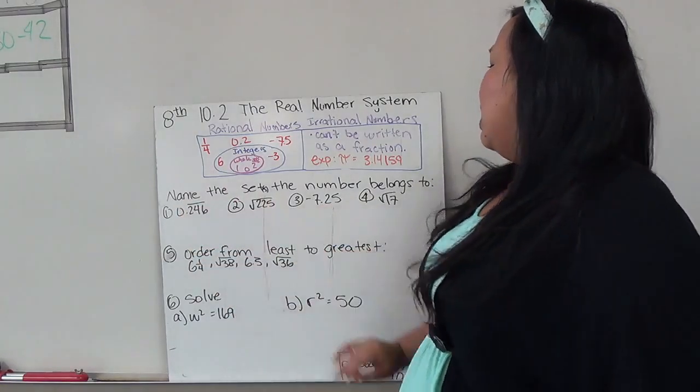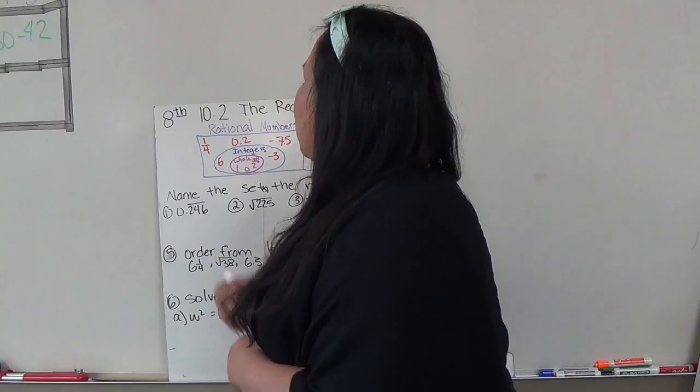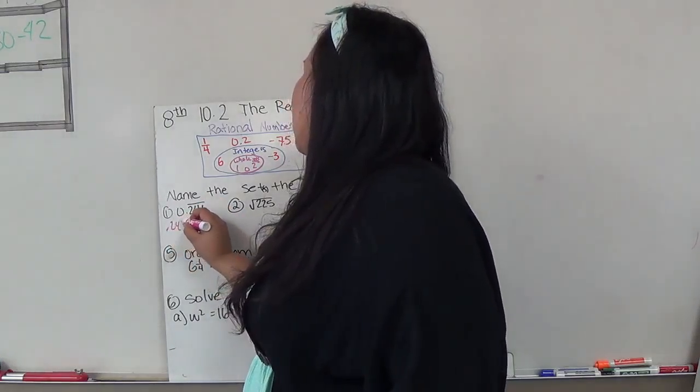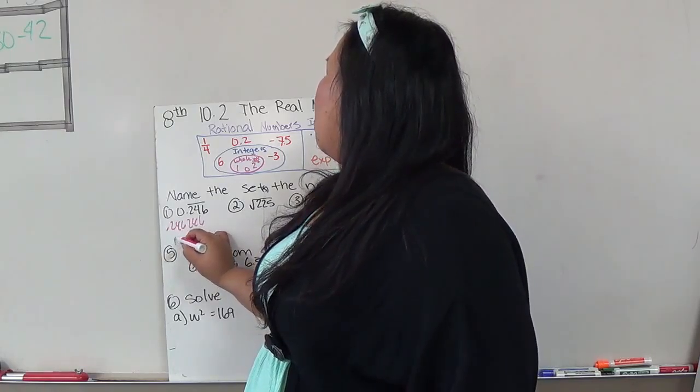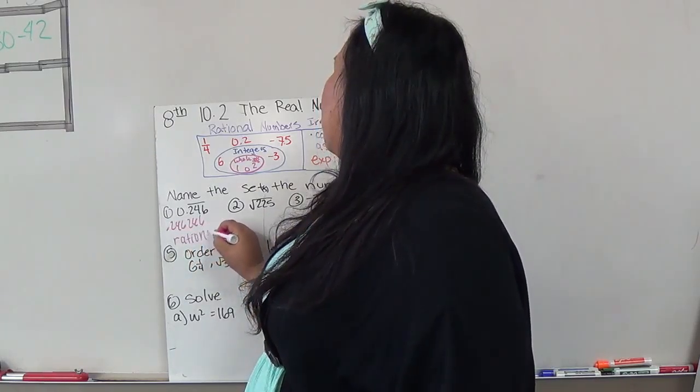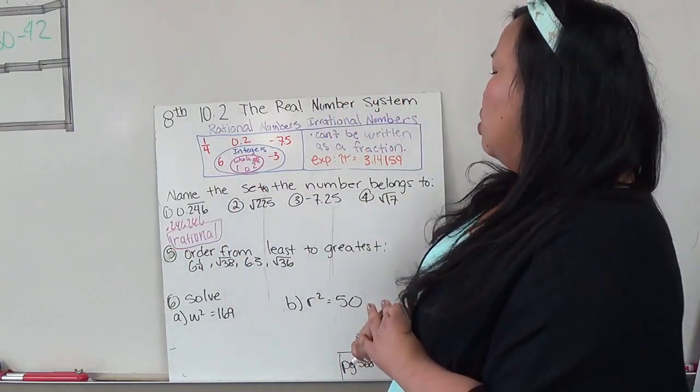So if we're going to name the sets of numbers, because this has a line over it, that means this fraction is 0.246, 246, 24, so on and so forth. So there's a pattern. So this is a rational number. Now, it doesn't fit anywhere else because it's not a whole number, but it is a rational number.